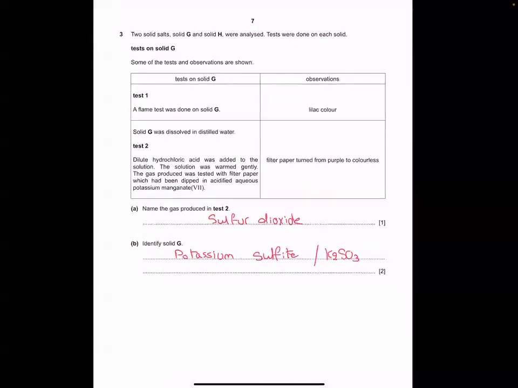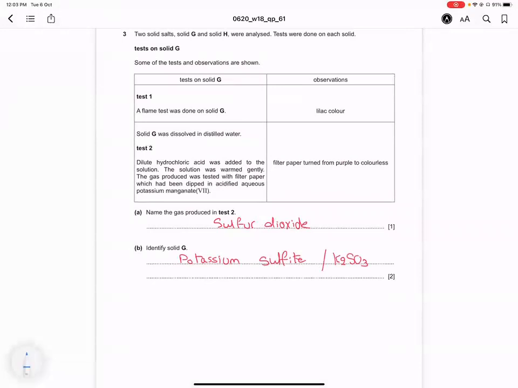Cations and anions, you have two solids, G and H. He tested the solid G, lilac color. So lilac color means the flame test gave me potassium. Solid G was dissolved in distilled water. Test 2, dilute hydrochloric acid was added to the solution. The solution was warmed gently. The gas produced was tested with filter paper which has acidified potassium manganate. This is the test for sulfur dioxide gas. It turned from purple to colorless, so I have sulfur dioxide. That's the answer of A. And I have sulfur dioxide gas, which comes from which anion? Sulfite. And here I have potassium, so the salt is potassium sulfite.